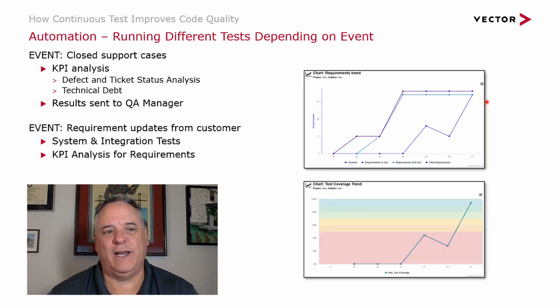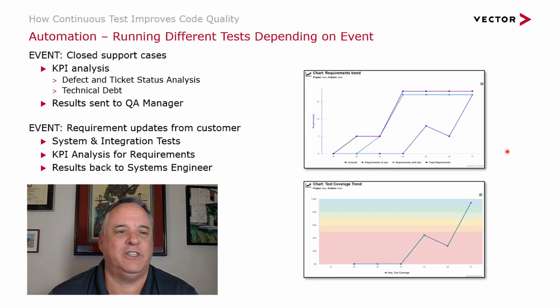We may go through and run those system integration tests again and do the KPI analysis for requirements. So are the requirements trending in the right direction? Do we have test coverage trend? In this chart, if it's up in the green or the blue, we're doing good. Down in the red, not so good. So we can see in this case, we're going up and to the right, so that's really good.